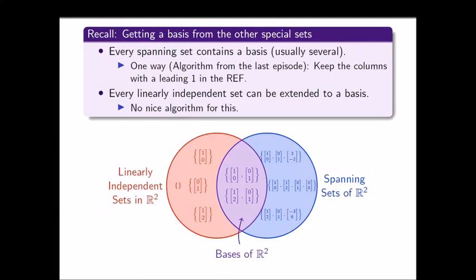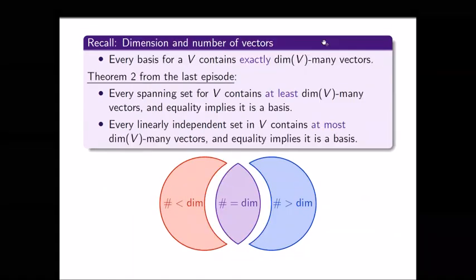We also learned that from every spanning set for a given subspace V, we can extract a basis out of it by throwing out certain elements. And we can do something similar with a linearly independent set in the subspace V, but we would have to add some vectors carefully. For the first idea, we saw an algorithm in the previous episode, but for the second idea, we saw that there is no nice algorithm that is readily available.